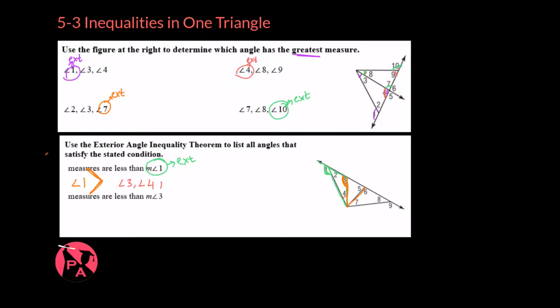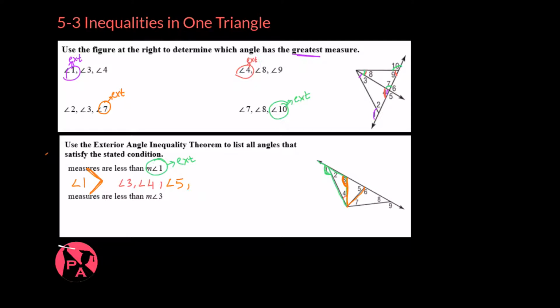If angle 3 is an exterior angle of any of the triangles, then the remote interiors are going to be smaller. So let's just look at this triangle right here. That corner is not named, so we are just going to skip that one. But angle 5 is also a remote interior angle according to angle 3. That means angle 5 is smaller than 3. So if it is smaller than 3, it is smaller than 1 too.